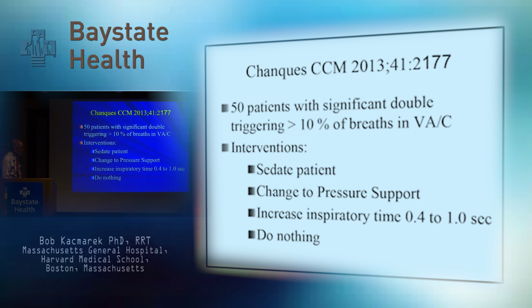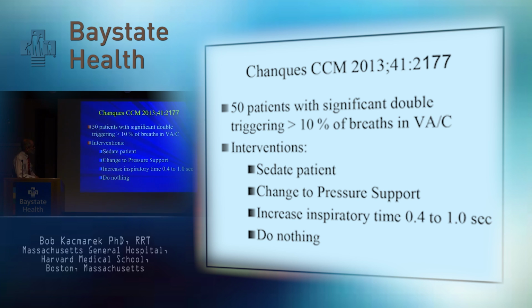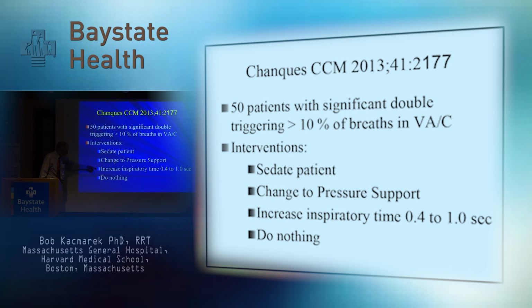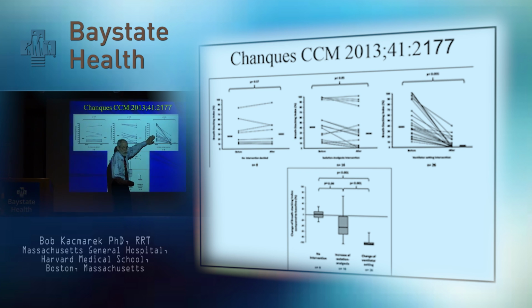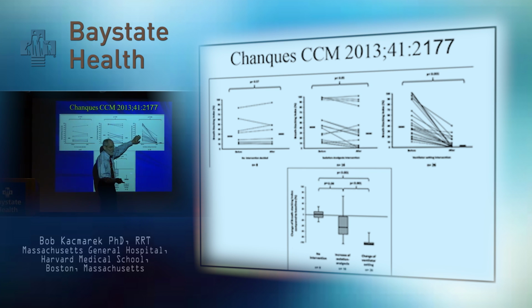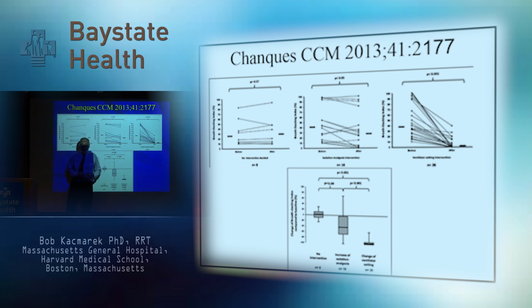So there have been some studies to look at modifying it. This one published a few years ago, 50 patients, all of which had at least 10% of the breaths double triggering. They looked at sedating, changing to pressure support, increasing inspiratory time, or doing nothing. As you'd expect, doing nothing did nothing. Here, sedating the patient decreased it a little bit, but not anywhere near the decrease that occurred when they changed to a mode of ventilation the patient had more control over, or better adjusted the inspiratory time.